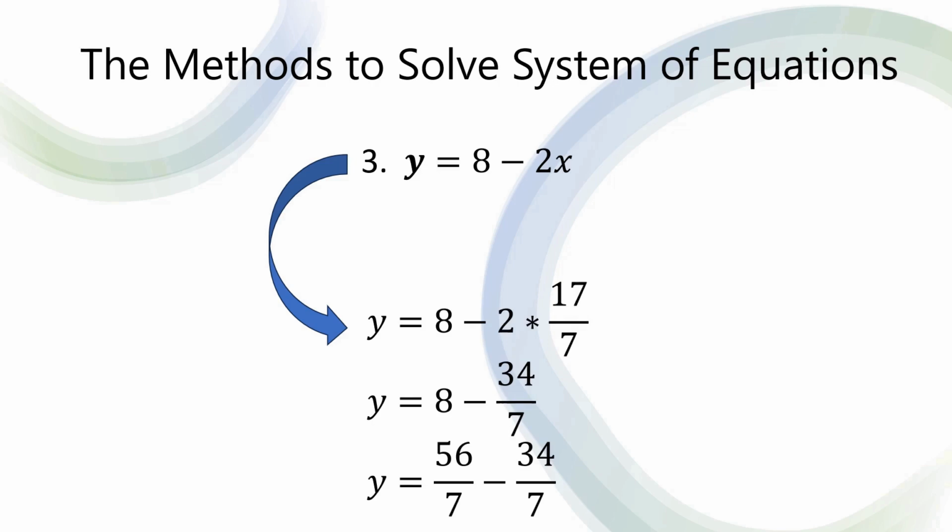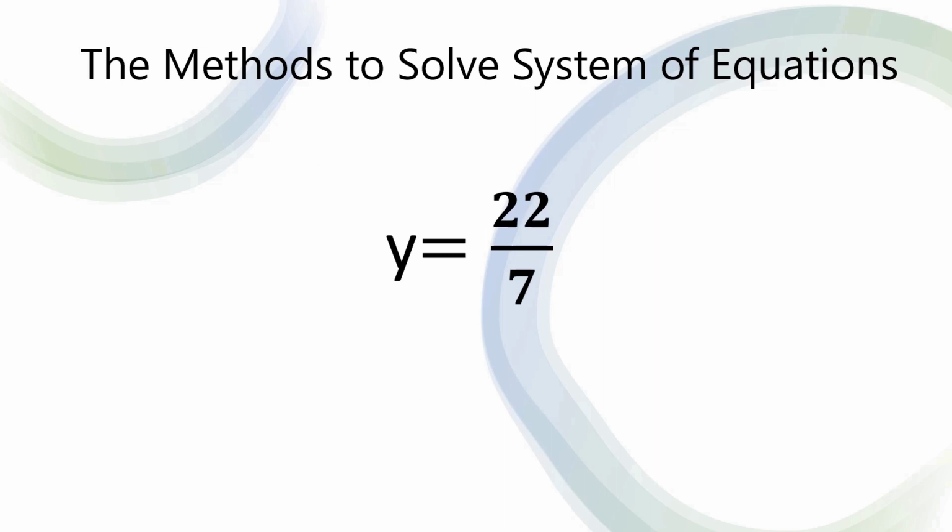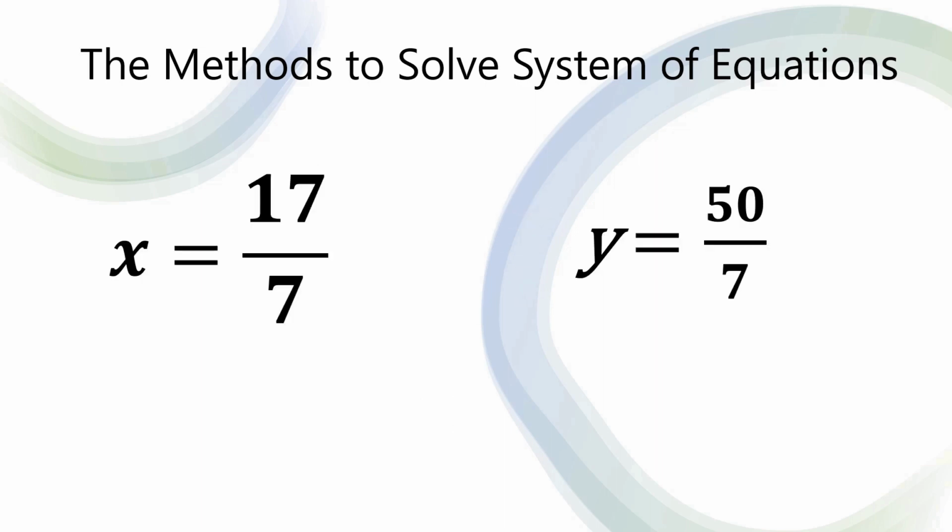Step 10. Subtract the fractions. Y equals 56 minus 34 divided by 7. Y equals 22 divided by 7. Step 11. You found the values of x and y. X equals 17 divided by 7. Y equals 22 divided by 7.